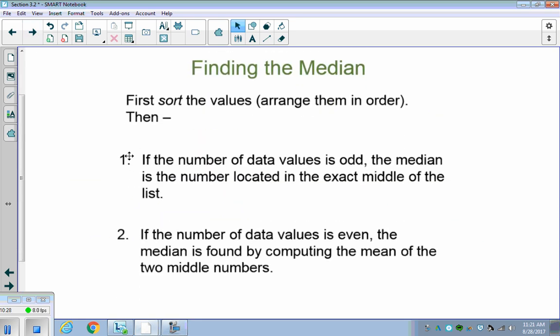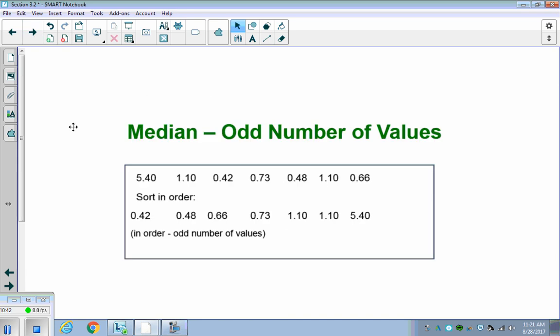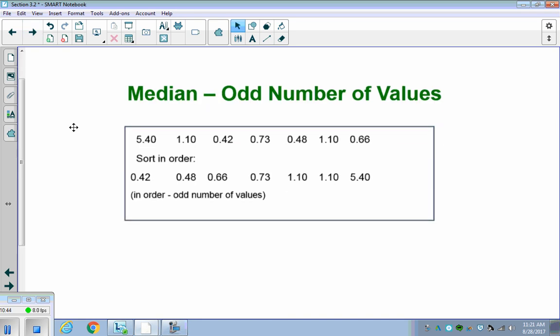Okay, this is just telling you how to find the median. Of course, we already did that. If it's an odd number, it's just the center number. When they have an even number, I have to add the two middle values together and divide by 2. Okay, here was a set of numbers. First, you had to sort them to get them into order. So I've done that. What is the median? 0.73.